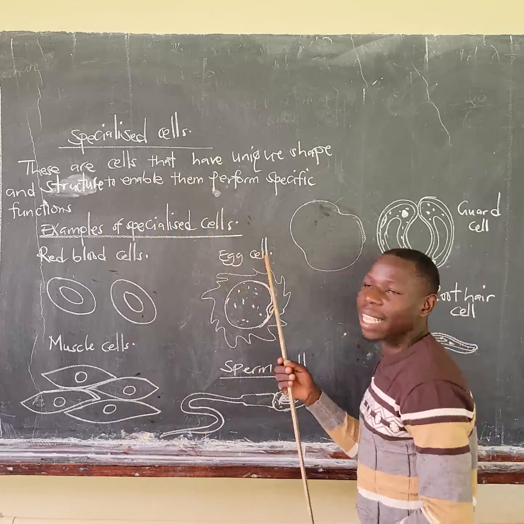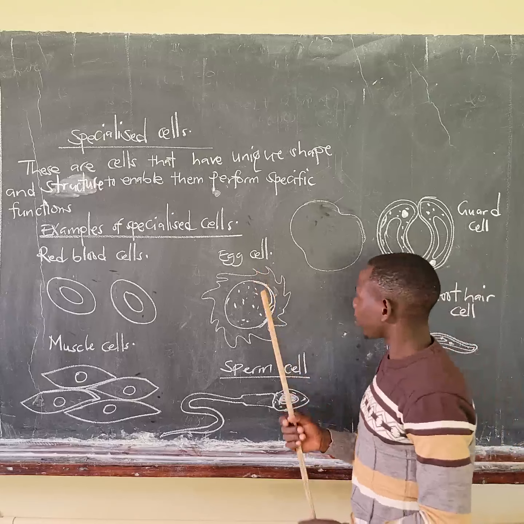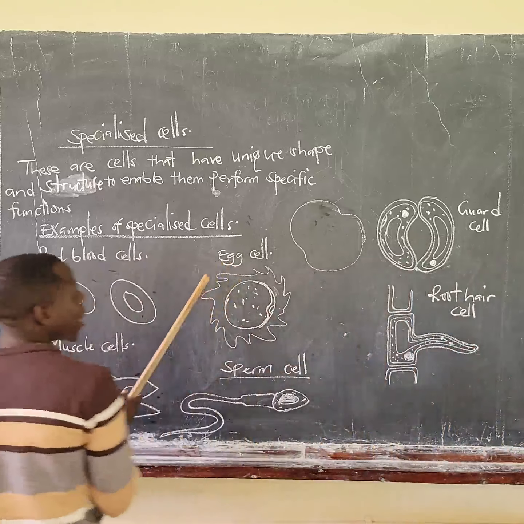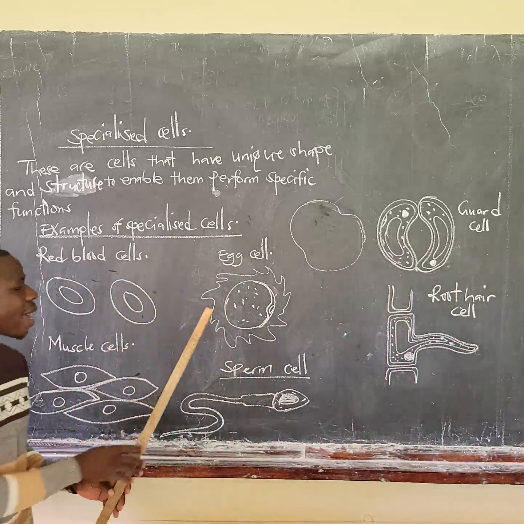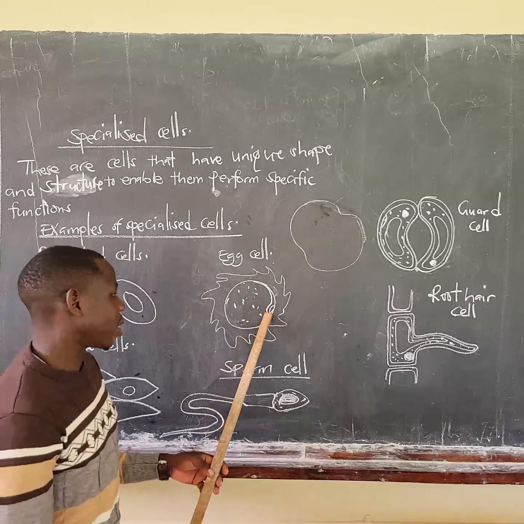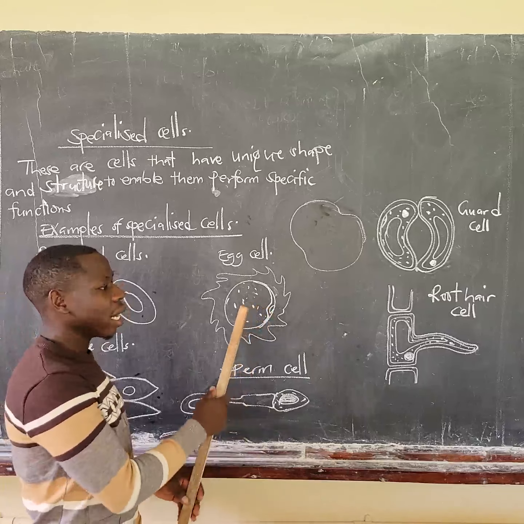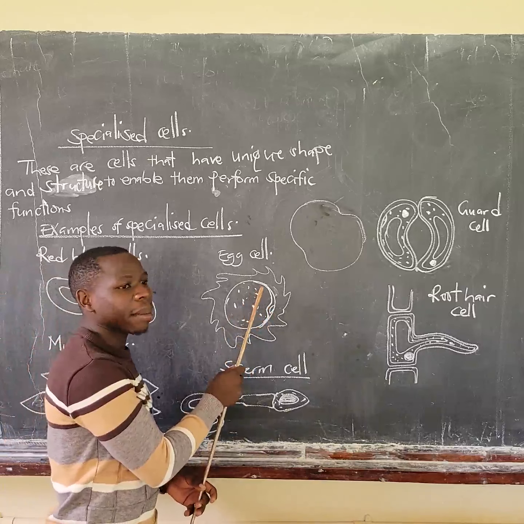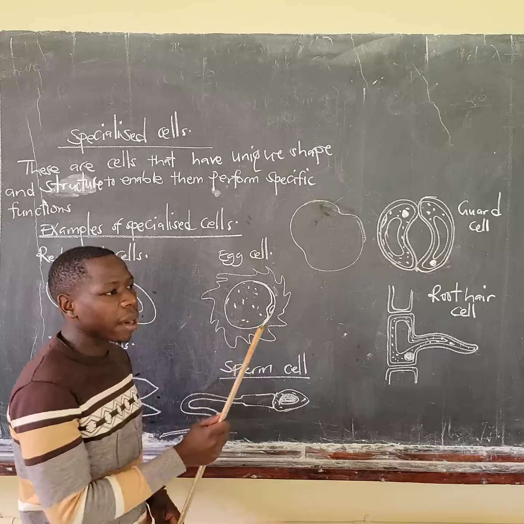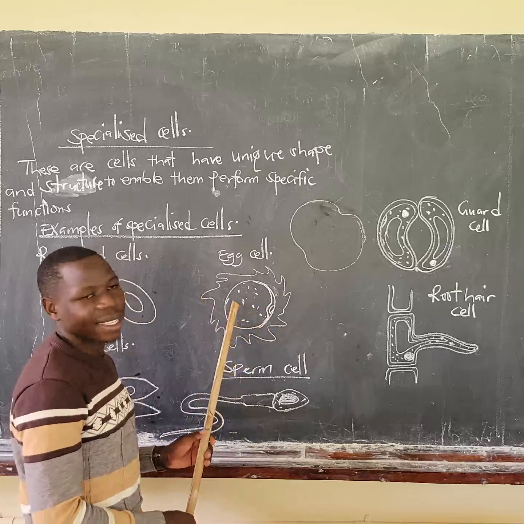Another is the egg cell. The egg cell is the cell that is responsible for fertilization. This cell occurs in fertilization. We find that this cell is fertilized by the sperm cells from the male, and therefore we form a zygote.